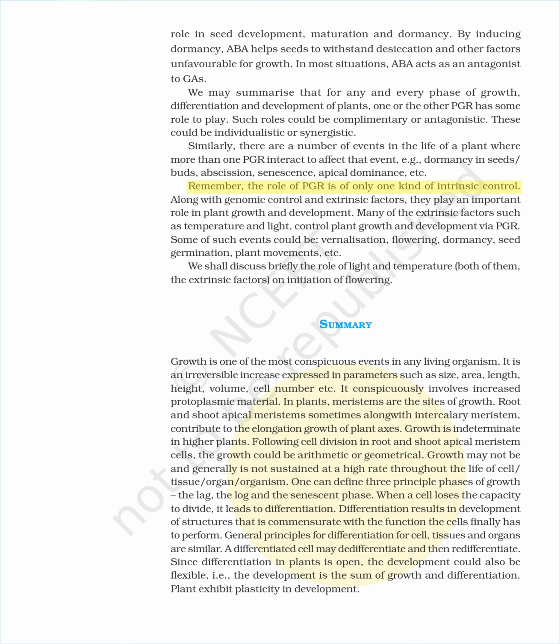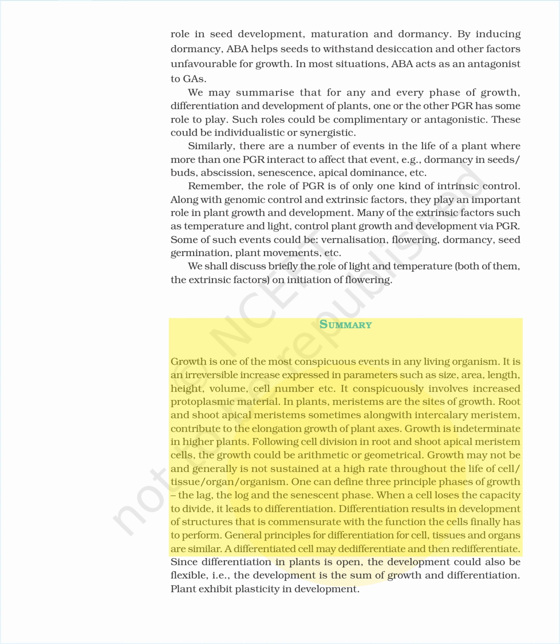Remember, the role of PGR is of only one kind of intrinsic control. Along with genomic control and extrinsic factors, they play an important role in plant growth and development. Many of the extrinsic factors such as temperature and light control plant growth and development via PGR. Some of such events could be vernalization, flowering, dormancy, seed germination, plant movements, etc. We shall discuss briefly the role of light and temperature, both of them extrinsic factors, on initiation of flowering.